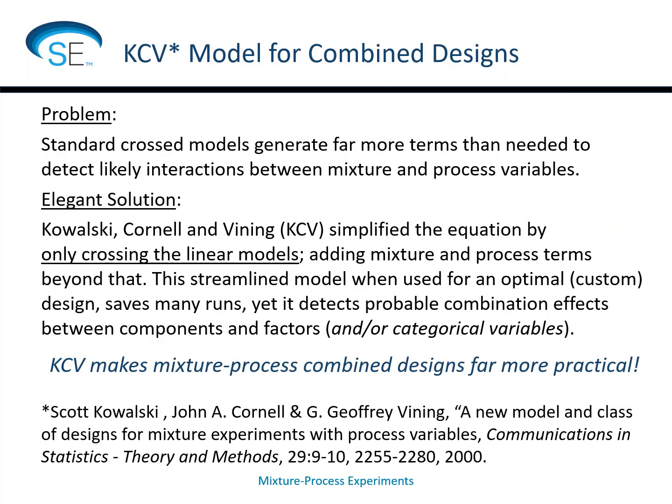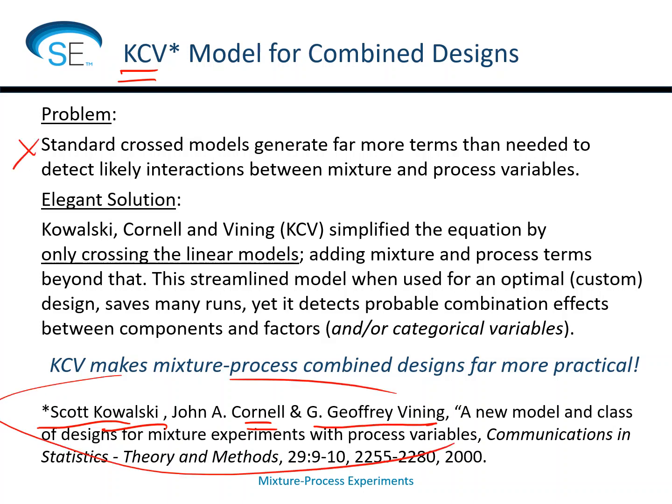Well, let's look at a streamlined option, and this is called the KCV model, after Cornell and his collaborators, Scott Kowalski, who did most of the work as a graduate student, and his advisor, Geoff Vining from Virginia Tech. The three of them collaborated, and they recognized that standard cross models have way too many terms. We don't need all those to detect likely interactions between mixture and process. So they considered a very elegant solution.